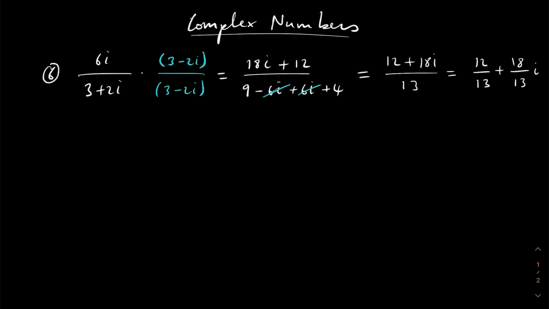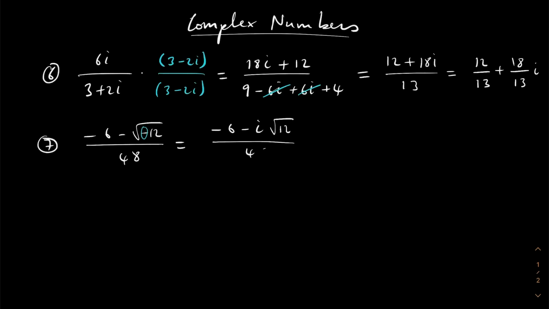Okay, so let me give you two unusual examples that you might see coming up when you deal with complex numbers. The first one is going to be negative 6 minus the square root of negative 12 divided by 48. Now, in this example here, the complex number is not visible, but it's there. The negative inside the root here can be taken out as i, and so you can write this expression as negative 6 minus i root 12 divided by 48.